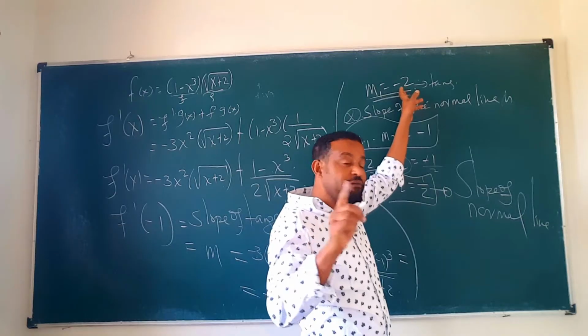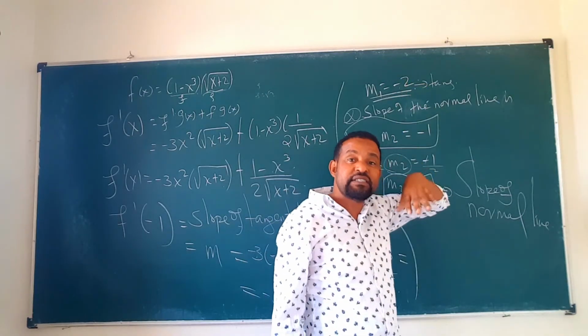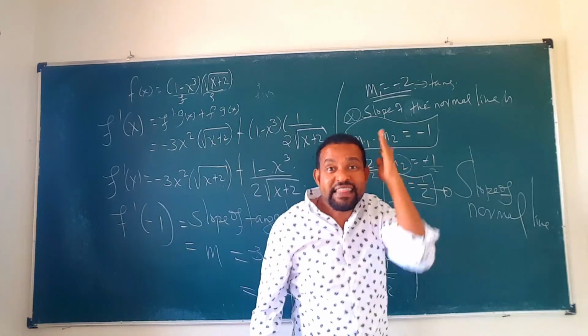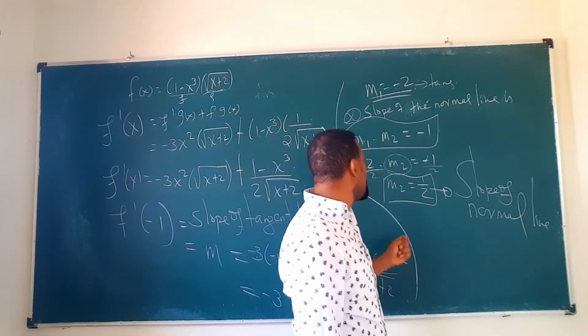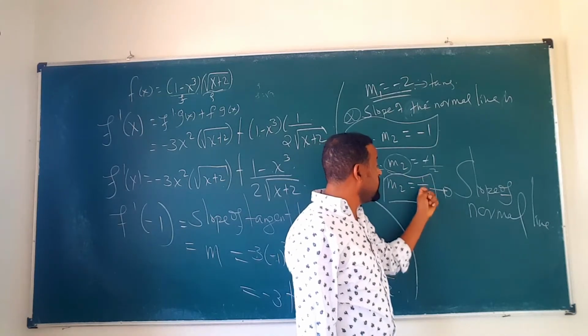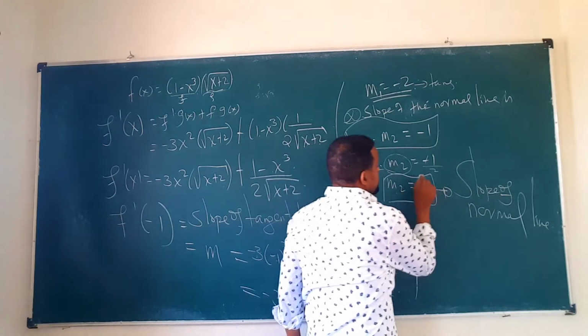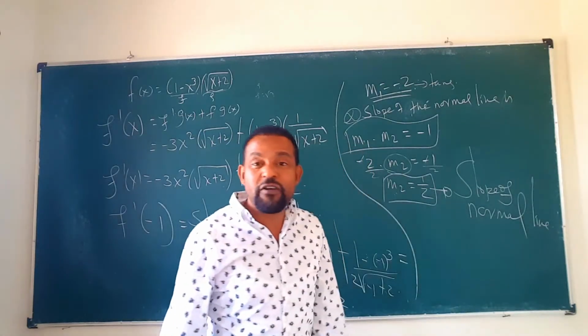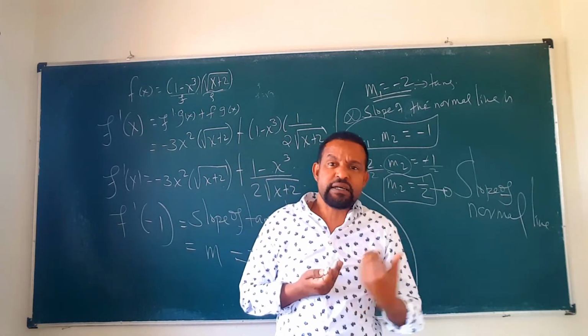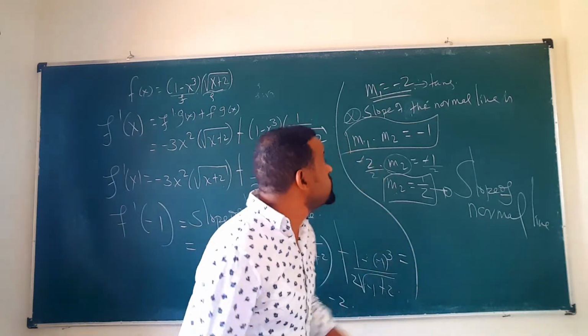Negative 2 is the slope of the tangent line to the graph of the given function. At the same time, the slope of the normal line, which is perpendicular to that tangent line at that point of tangency, is m1 times m2 equals negative 1, so that will be 1 over 2. Don't forget the slope of the normal, because we have been asked to find the equation of the normal line, so we need the slope.